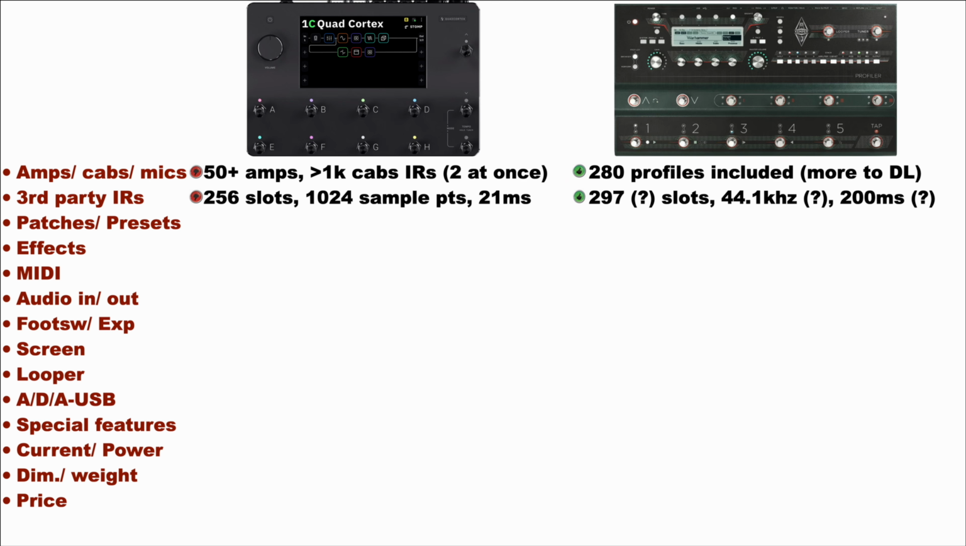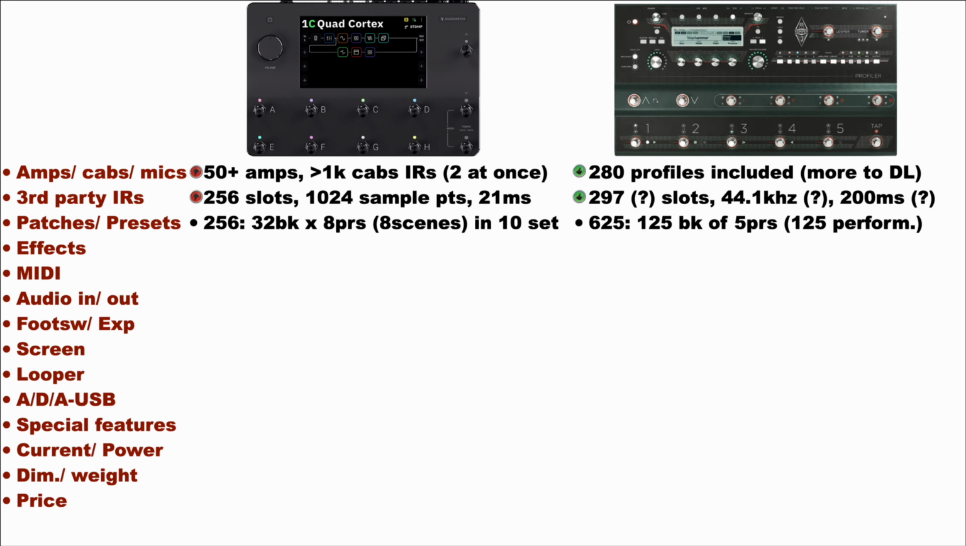Furthermore, the Quad Cortex has 32 banks, each with 8 presets, for a total of 256 presets, with 8 scenes that we can arrange in 10 setlists. Each scene is a specific combination of parameters of the signal chain. The cool thing about scenes is that you can switch from one to the other basically with very low latency.